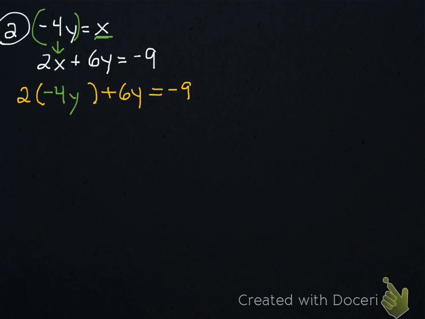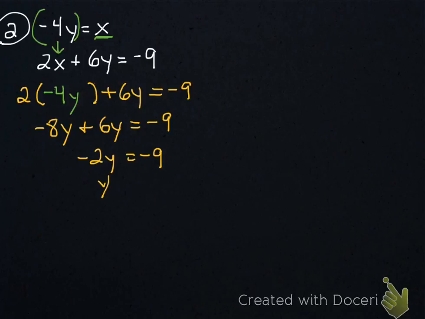So that's negative 4y. Now we need to distribute so we can solve. So 2 times negative 4 is negative 8. So I have negative 8y plus 6y equals negative 9. That gives me negative 2y equals negative 9. And everybody's panicking now. 9's an odd number, 2's even. That's okay. 9 divided by 2 is 4.5. It's not pretty, but it's possible, right? And that's okay. We like possible.